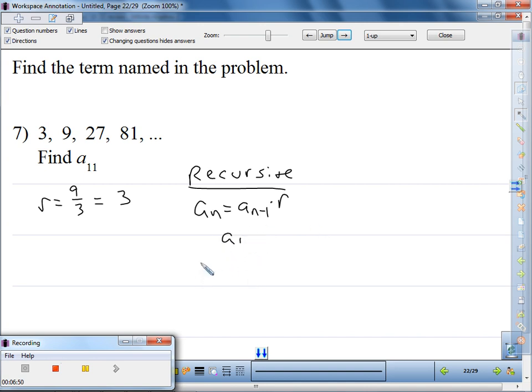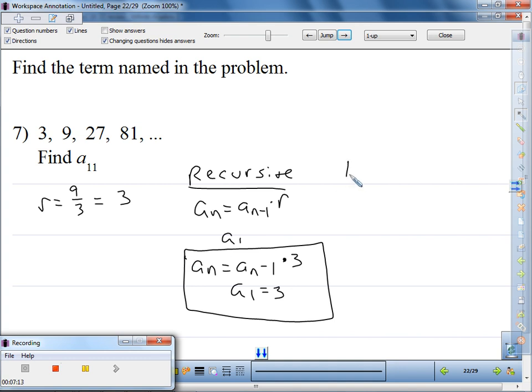Okay, so for this one we'll have a sub n is equal to a sub n minus 1, and our ratio is going to be 3. So I'm going to put times 3. And we need a1, which is 3 as well. So the 3 is the common ratio, and 3 is the first term. So that's our recursive formula.